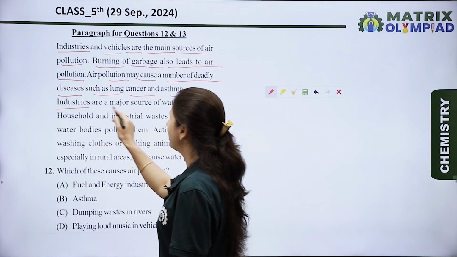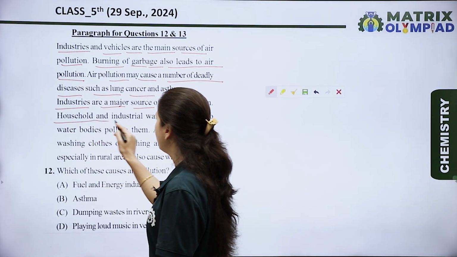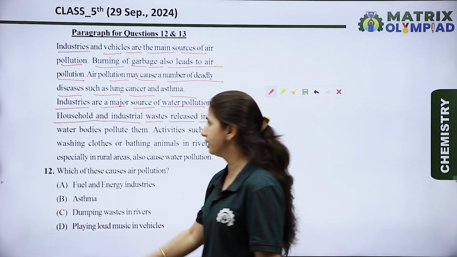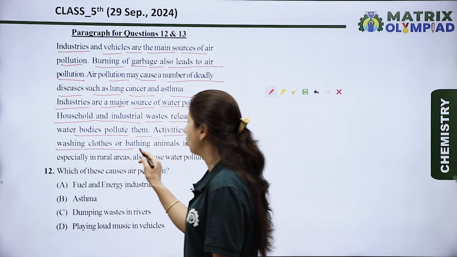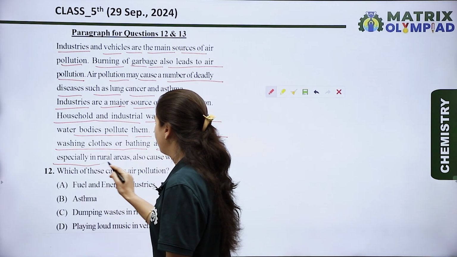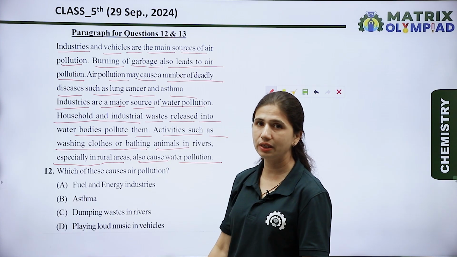Now, industries are a major source of water pollution. Household and industrial waste is released into water bodies, which pollutes them. Activities such as washing clothes or bathing animals in rivers, especially in rural areas, also cause water pollution. Now, let's see the question.